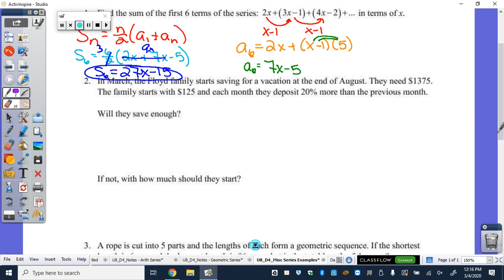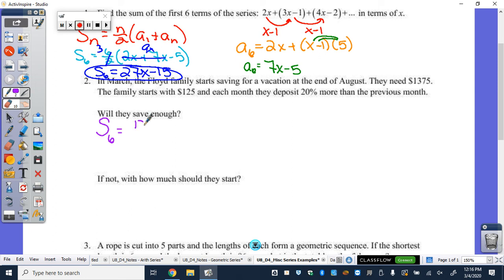So let's first figure out how many things we are adding. If they start saving at the beginning of March until the end of August, how many months is that? 6. So now before I can do the next part, is this arithmetic or geometric? Geometric, good, because it's got the 20% in there.